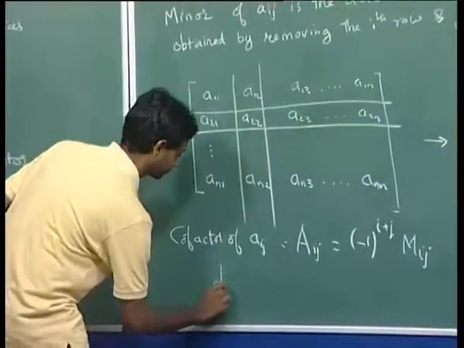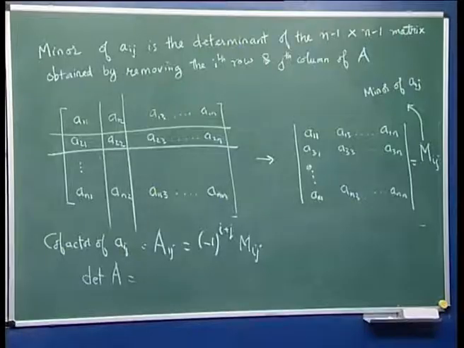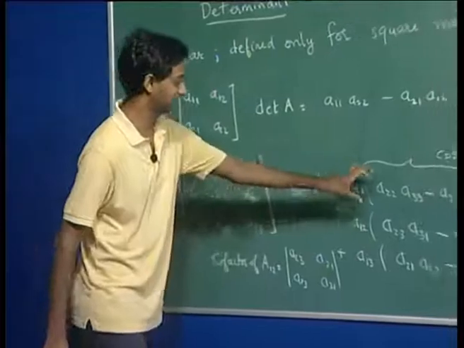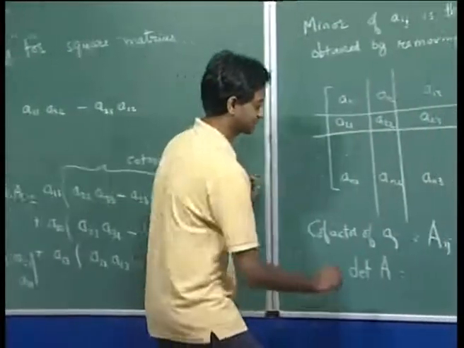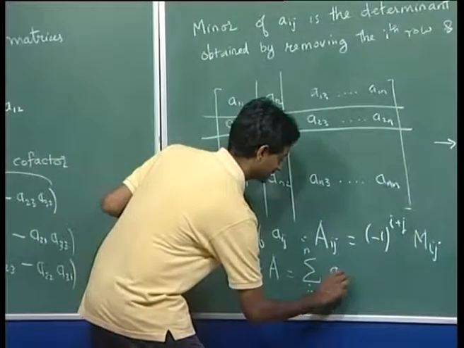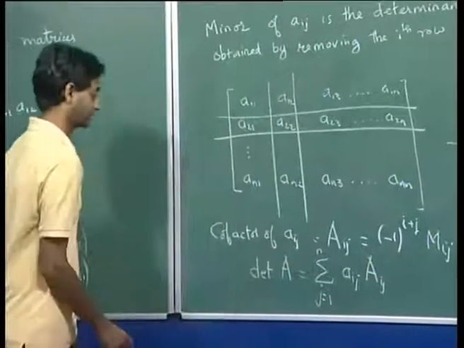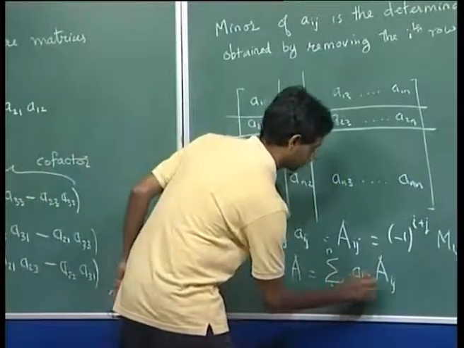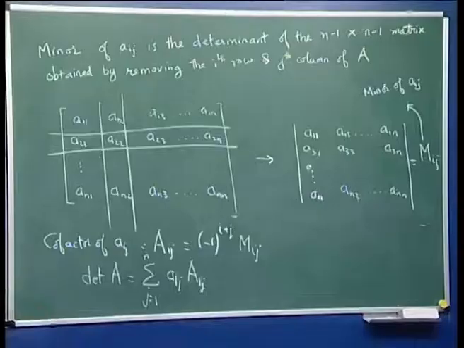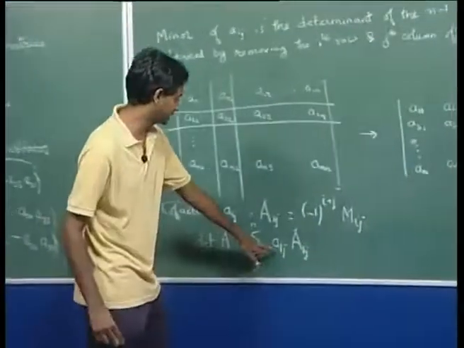The determinant of A is nothing but the sum of the elements of a row times the cofactor of those elements. So, it is nothing but the sum over j equal to 1 to n of A1j times the cofactor of A1j. So, I have used the first row for the calculation of the determinant, and actually I can take any row, I do not need to take the first row.